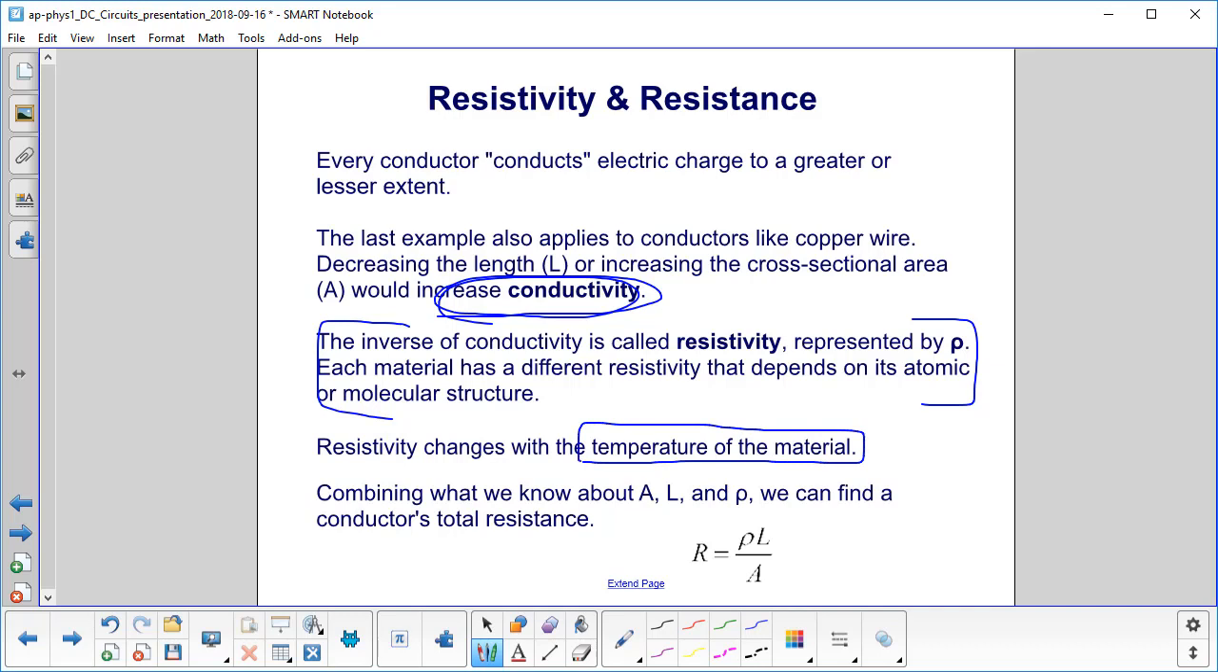So if we combine what we know about cross-sectional area, which is A, the length of the wire or conductor, and the resistivity, what can we change if we have a bunch of copper wire? We can't change the resistivity. That's always the same for copper, assuming it's at the right temperature. We can change how thick the wire is, the cross-sectional area, or how much of the wire we use. And then we can talk about resistance. Resistance will be rho L over A.